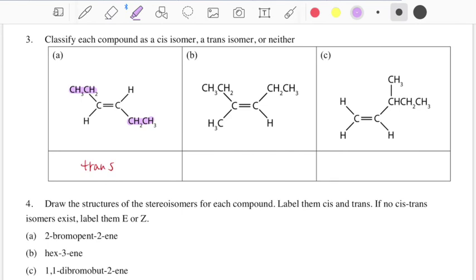For the second molecule, again, it has ethyl groups attached to different carbons of the double bond, and the 2 ethyl groups are on the same side of the double bond, so we should call it a cis isomer. How about the next one? On the left hand side of the double bond, this carbon actually has 2 identical atoms attached to it. So it's neither a cis nor trans isomer, and it's not even a geometrical isomer. So we just write neither.